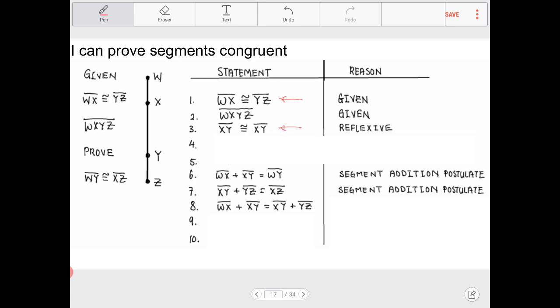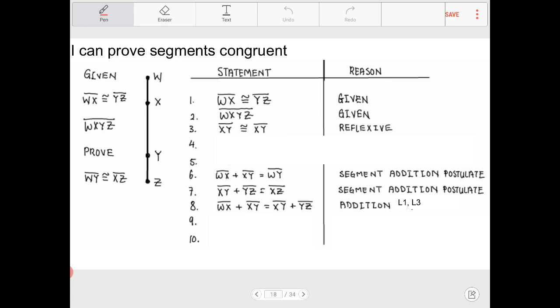And if I do that, I'll end up with line 8 there. In line 8, that statement is true because I'm adding lines 1 and 3 together. All right, so now if you take a moment, pause the video, see if you can figure out what the next statement should or could be to link 6, 7, and 8 all together. Remember, our objective is to prove that WY is congruent to XZ.